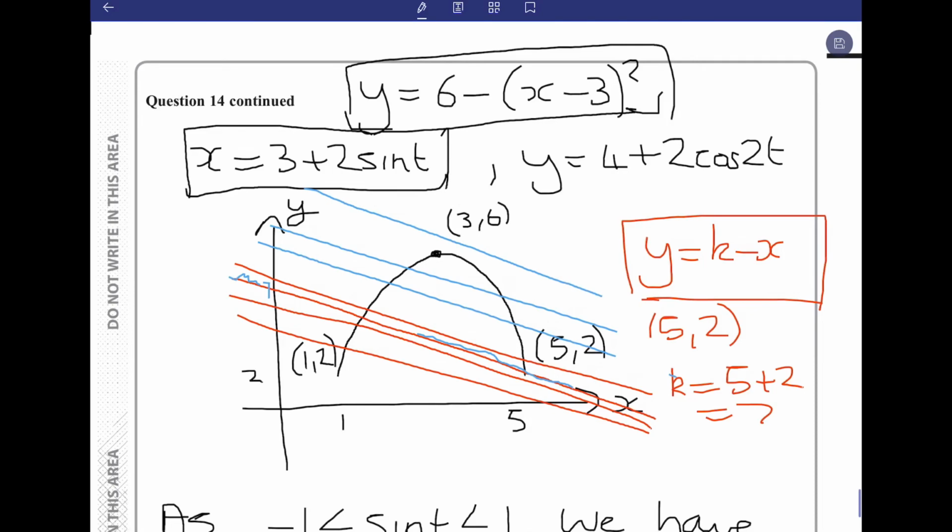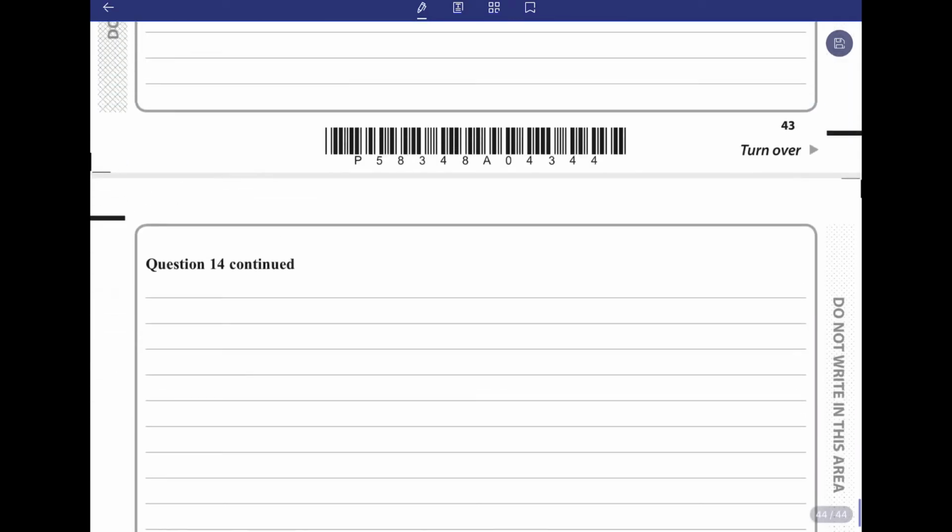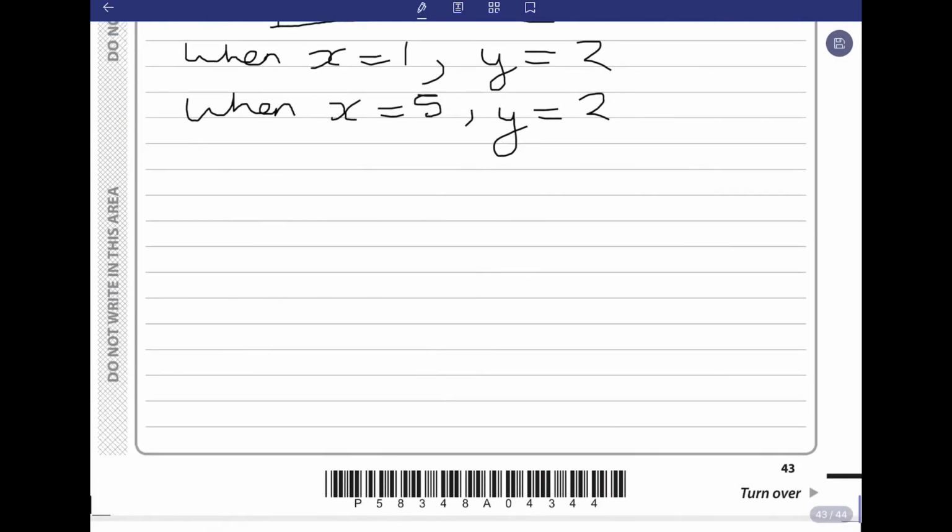So the main thing is, because the gradient is negative, some lines only intersect once, some don't intersect at all. But essentially, as we move up the y-axis, the lines start to intersect twice when we reach this endpoint 5,2 here. Okay. So, this was part C, I think.